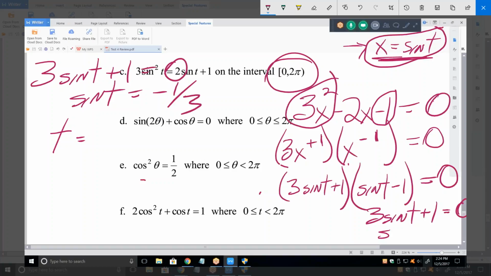If sine t equals minus 1/3, how do you get t? Inverse sine. Always. Of negative 1/3. Look that up on your calculator. That's not a common one. In other words, that's not a 30, 60, 45 or anything like that.